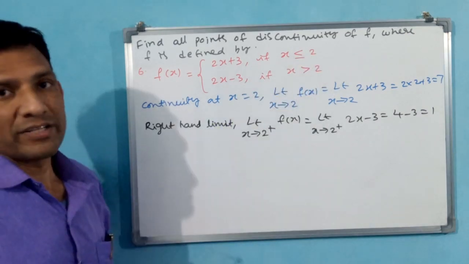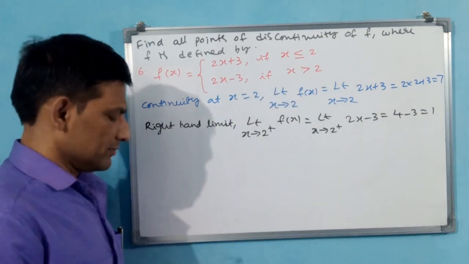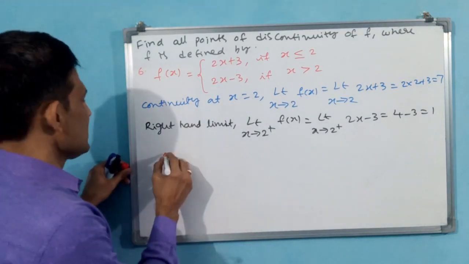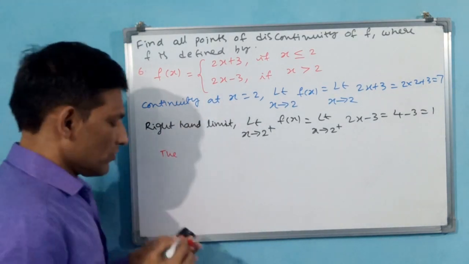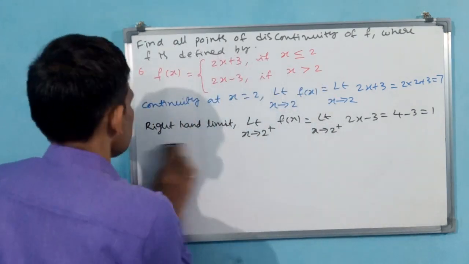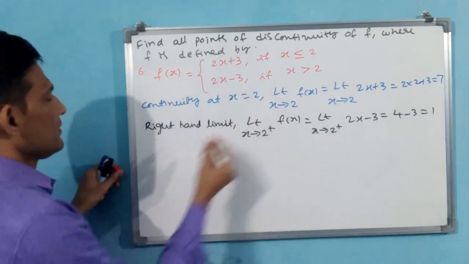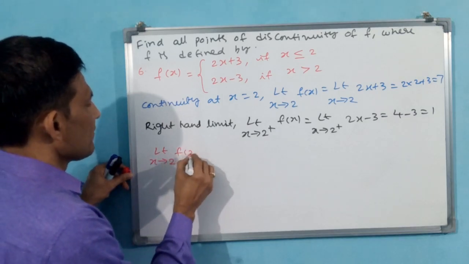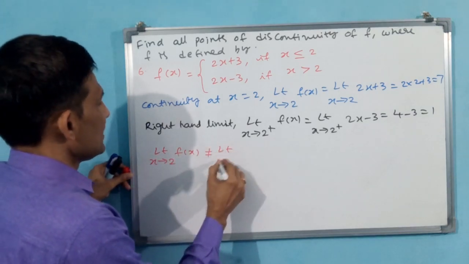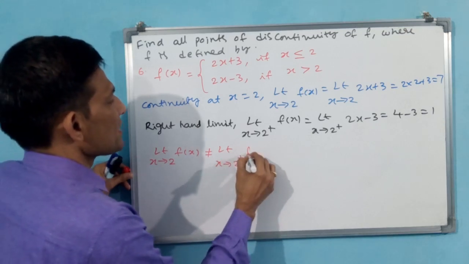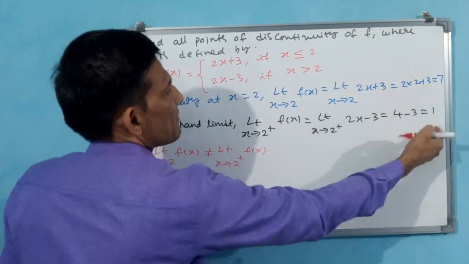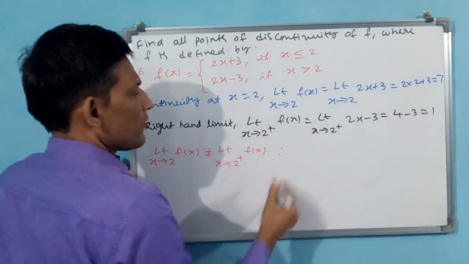That's all. I already told you. Okay? Write down. The function is... No, directly you don't write. You first write this one. Limit x tends to 2 minus f of x is not equal to limit x tends to 2 plus f of x, because this is a good procedure. Okay? 7 and 1.